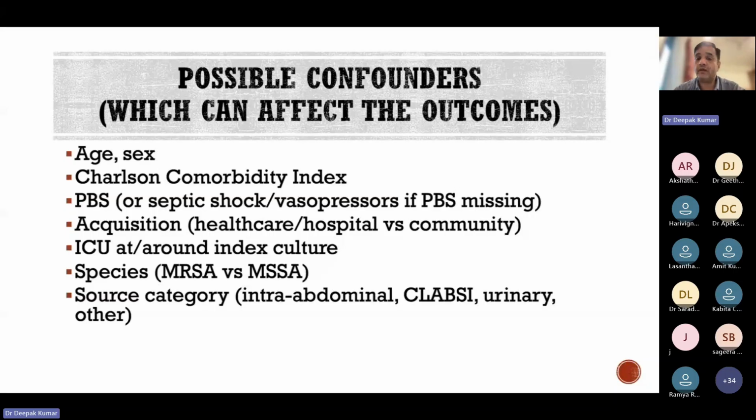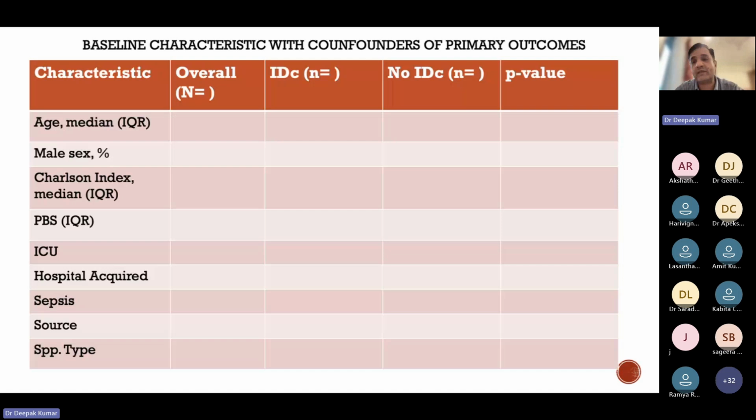So if our final outcome table does not have these confounders, our thesis or our project is going to be in trouble. So what we can do is make the dummy table based on your outcome, and this dummy table must have all the confounders which are going to affect our outcome.